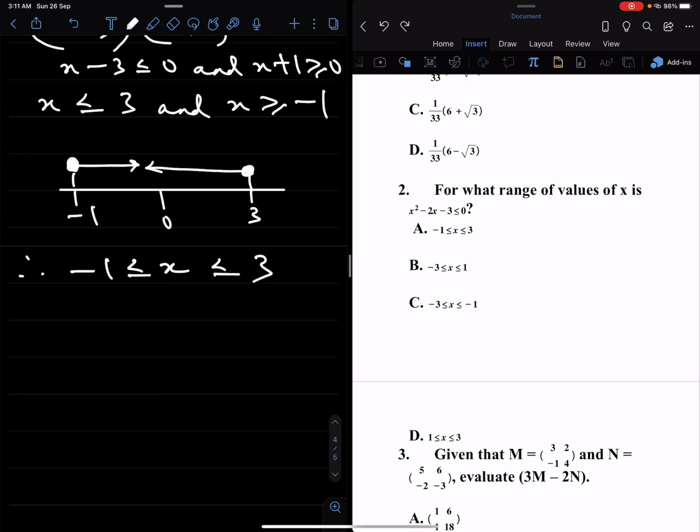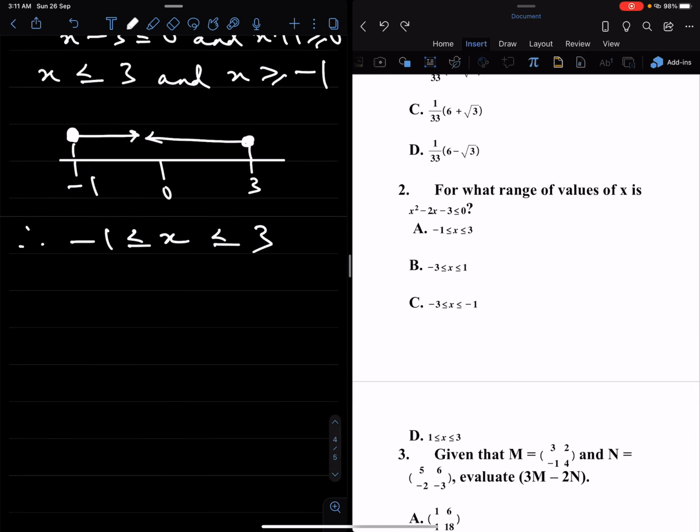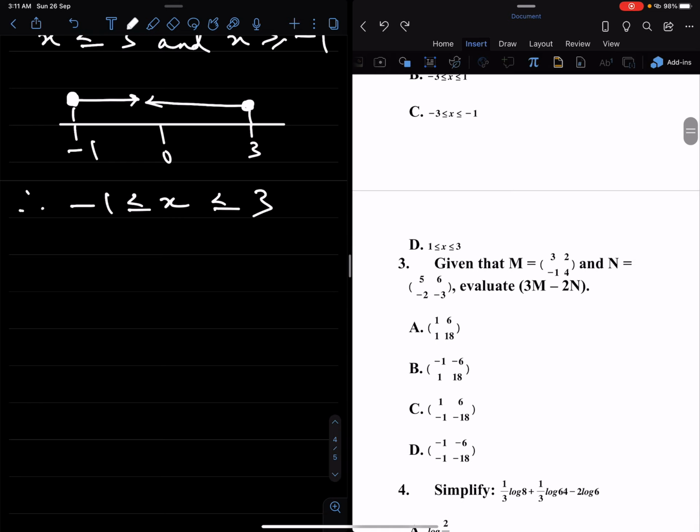Since I already have a result that can be combined, I don't need to check the second condition, and the correct option is A, minus 1 less than or equal to x less than or equal to 3. Now to the next, number 3.